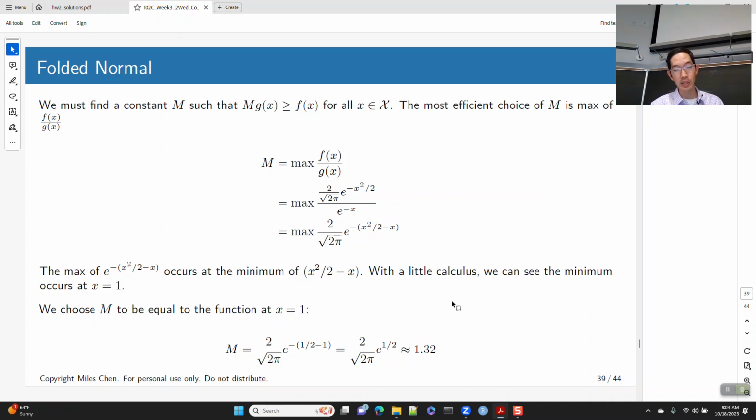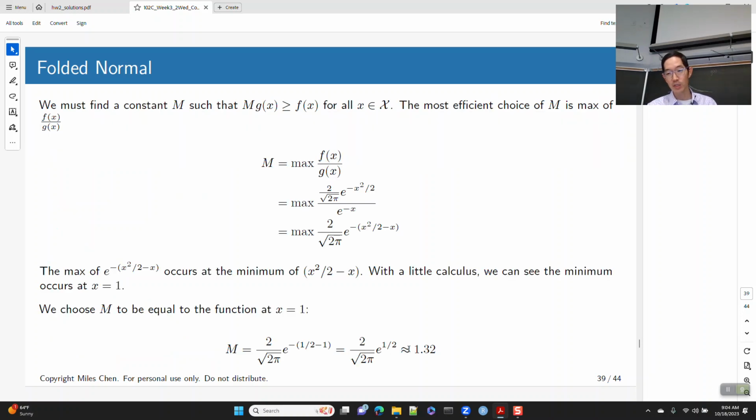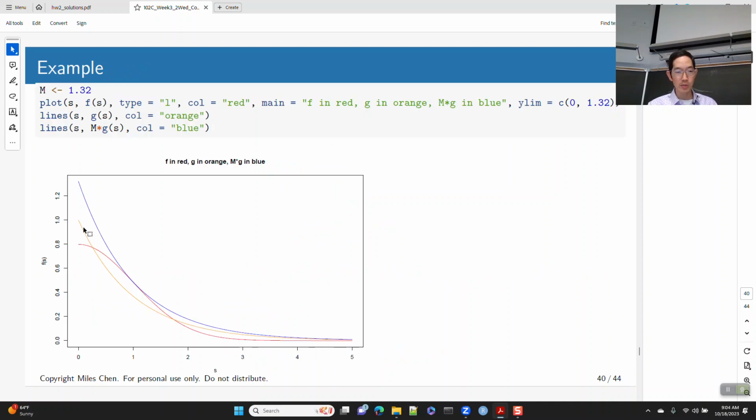So we're going to multiply g of x times 1.32 to get the distribution that we want. When you take the orange and multiply it by 1.32, we can see the resulting distribution in blue perfectly encloses the red distribution, and it just touches right here at x equal to 1. So blue is taller than red everywhere, which is great.